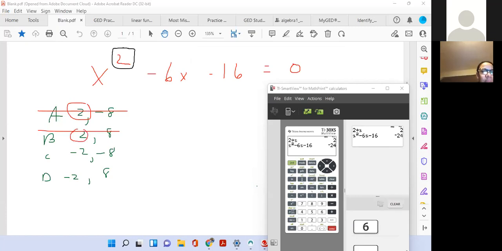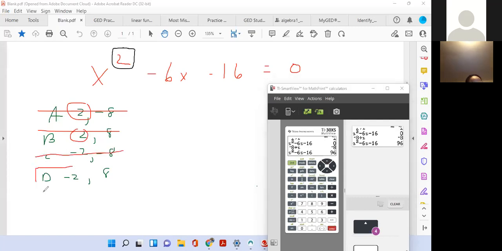So now I'm gonna go to my next possible one, which is -2. -2 store x. Enter. Go up to my quadratic equation. Let's see if I get 0. Yes, I do. So I know -2 is the answer. And then let's do -8. -8 store x. Go back up to my quadratic equation. Press enter. Do I get 0? No, I do not. So therefore now I know it's not C.